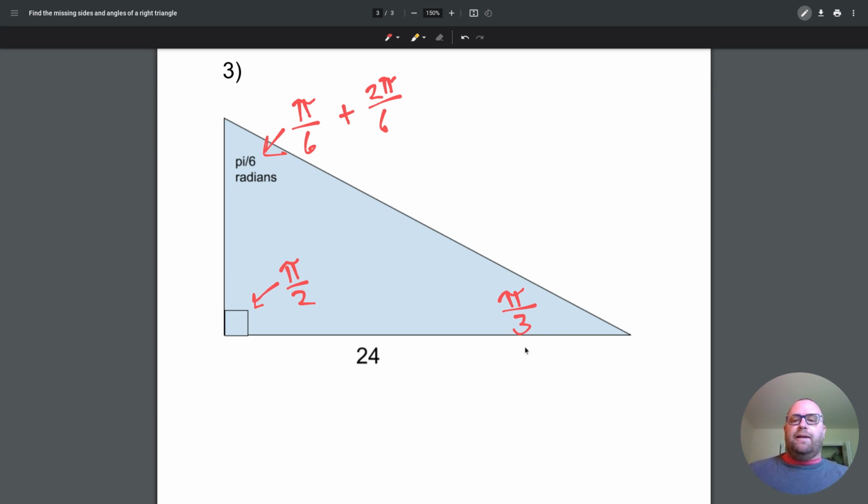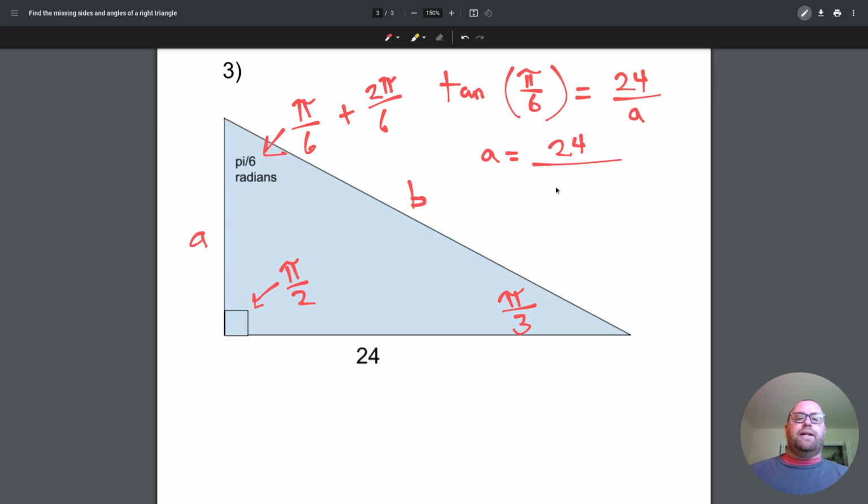Now we've just got to go ahead and find the missing sides. Let's call this one A. Let's call this one B. So we can say that the tangent of pi over 6 radians equals the opposite side 24 over A. Just like the previous first problem, I can say A equals 24 divided by the tangent of pi over 6. Just taking a look, opposite over adjacent, that's good.